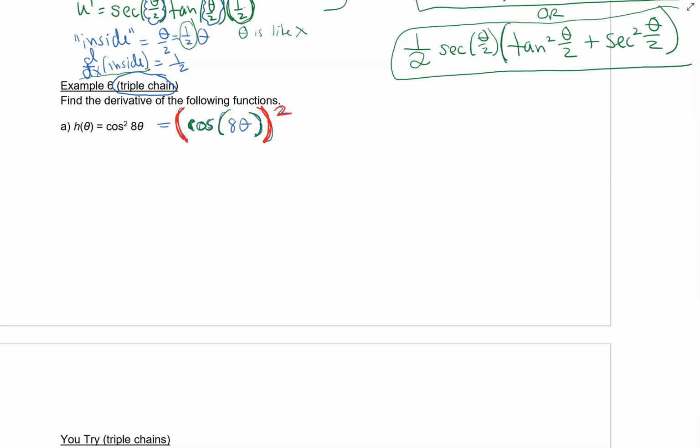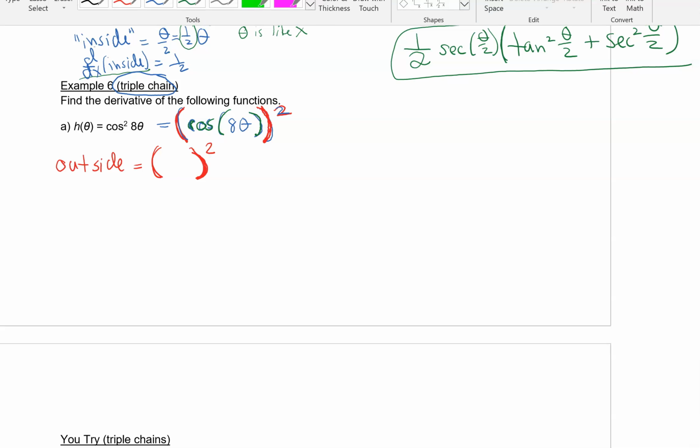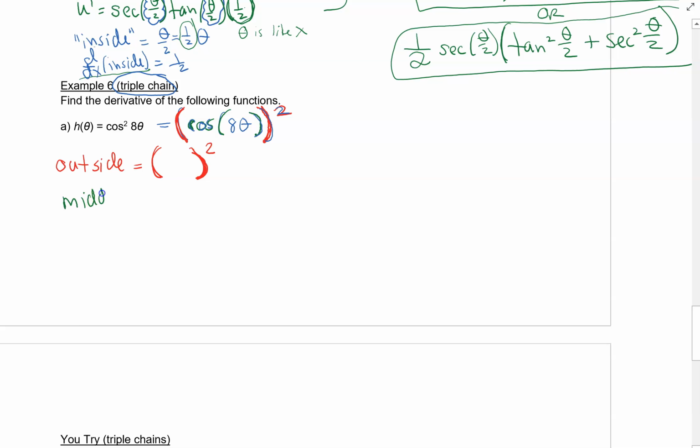We have to really get good at recognizing that because we have to go from the outside in. So the outside function is the whole thing squared. So we're going to use a power rule. The middle function is a cosine function. So we'll be using the cosine rule. And then the most inside, which is usually our u or our g of x, is 8 theta. So what we're going to do is take the derivative of the power rule first, and we're going to leave cosine inside. So every time you do the derivative of one, you leave the other inside ones alone.